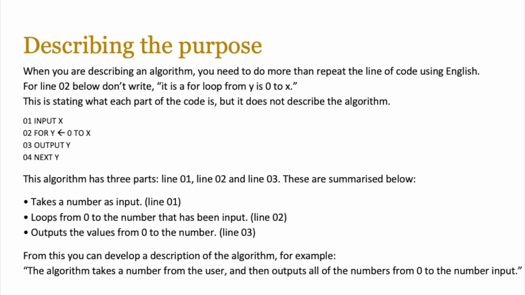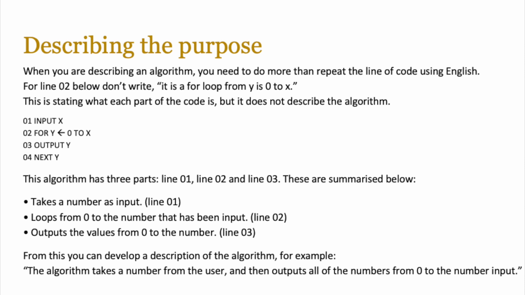Now, when you're describing an algorithm, you need to do more than repeat the lines of code using English. For example, for line 2 below, which assigns the value 0 to x, you can't write it is a for loop where y is 0 to x. This is stating what the code is. It's not really describing the algorithm. Now, if you wanted to work out the purpose of the algorithm, there's normally three parts. You've got the input, then you've got the processing, which is the loops, and then you've got the output. So in our algorithm, a number is being input, there's a loop occurring, and then we're outputting the values which are part of that particular loop.